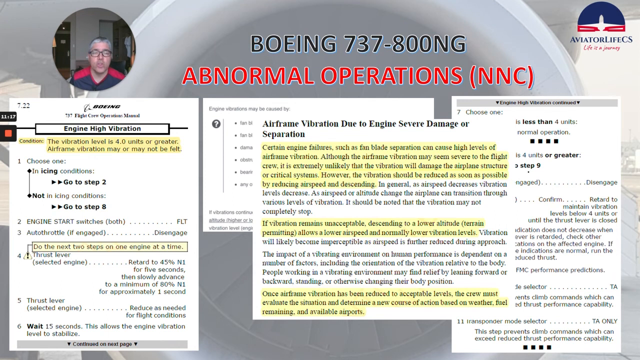However, the vibration should be reduced as soon as possible by reducing airspeed and descending. If vibration remains unacceptable, descending to a lower altitude, terrain permitting, of course, allows a lower airspeed and normally lower vibration levels. Once airframe vibration has been reduced to acceptable levels, the crew must evaluate the situation and determine a new course of action based on weather, fuel remaining, and available airports.